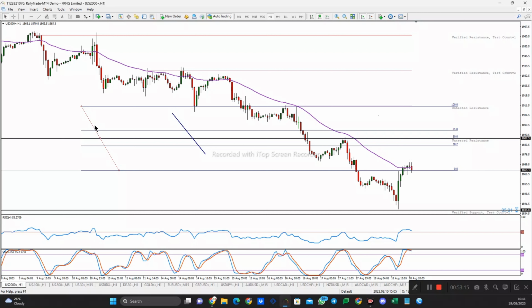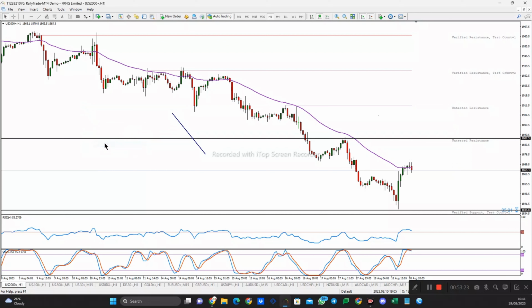So sometimes, depending on the scenario, depending on how the chart is, I might bring in my Fibonacci. Sometimes I might just leave it. Okay. All right.